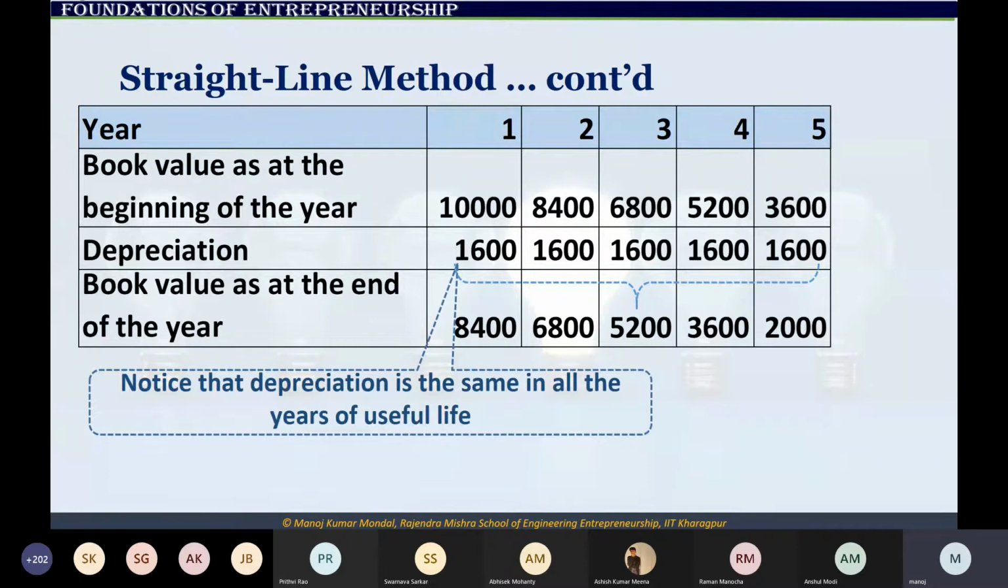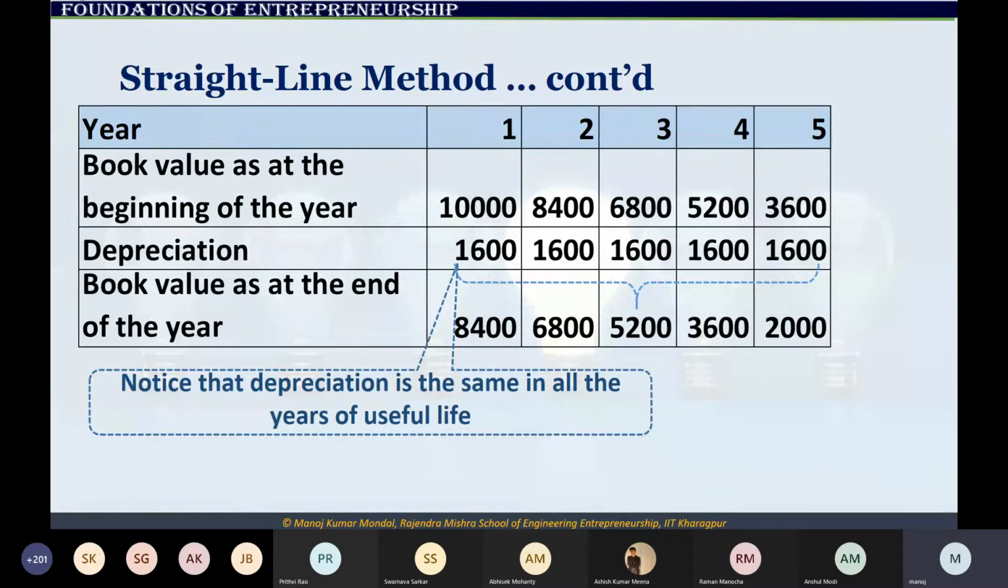So each year you have to depreciate 8,000 divided by 5. So it is 1,600 rupees every year. So it is an equated amount. There is no difference of depreciation over the years.